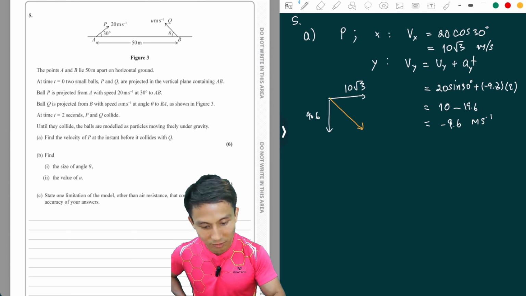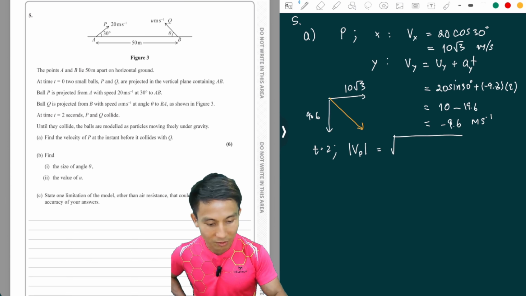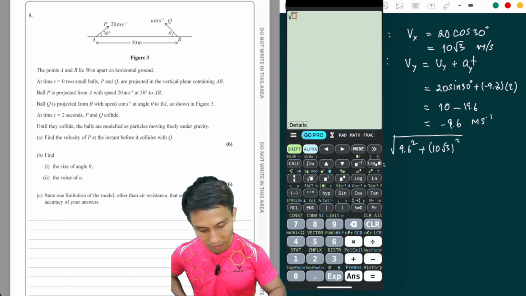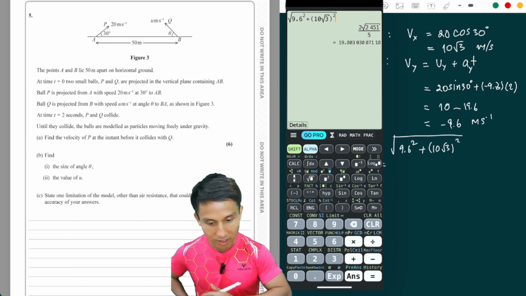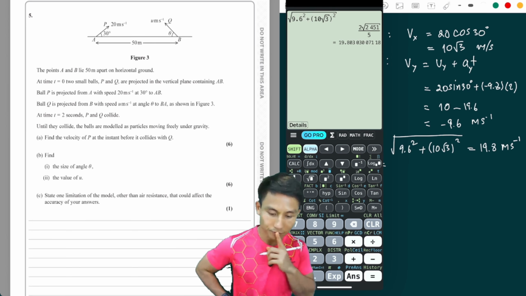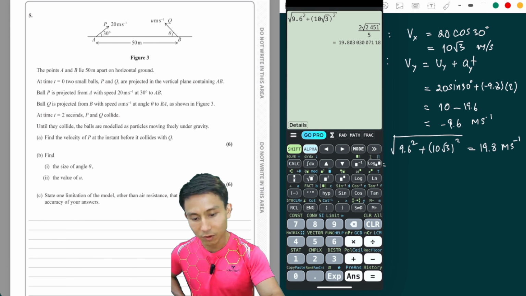Okay, so the magnitude of velocity of P at t equals 2 here is going to be the Pythagoras of 9.6 squared plus 10 root 3 all squared. Let's see, calculator. So the square root of 9.6 squared plus 10 root 3 squared. Well, that is just 19.8 meters per second. Okay. Now, the direction, right?